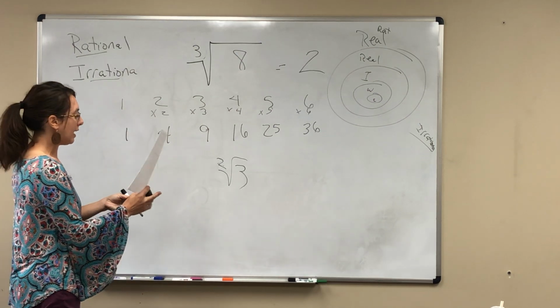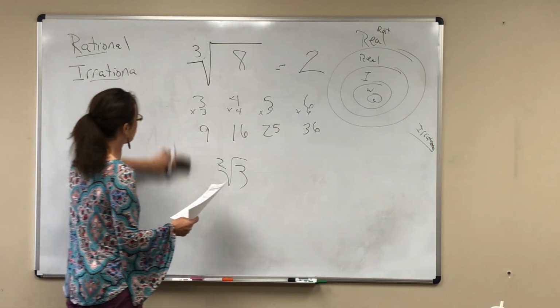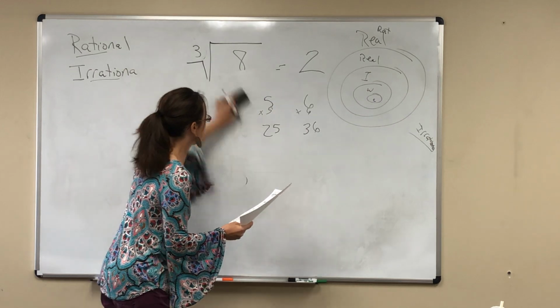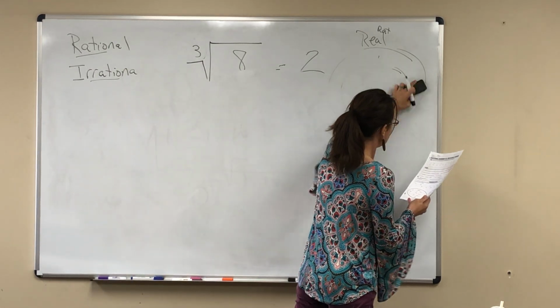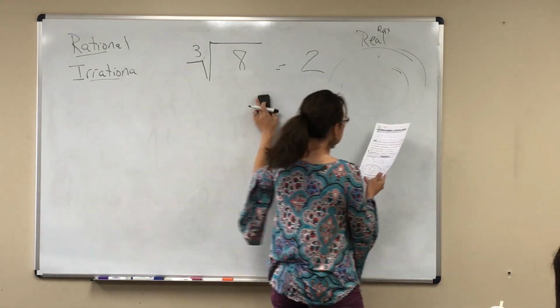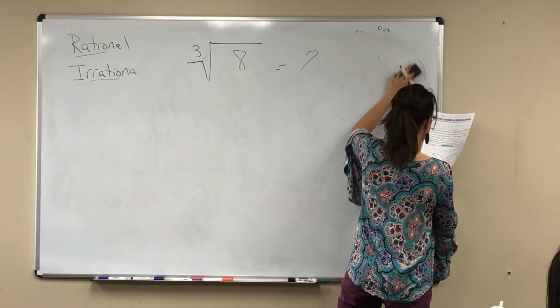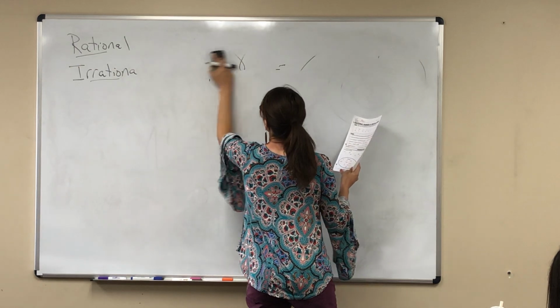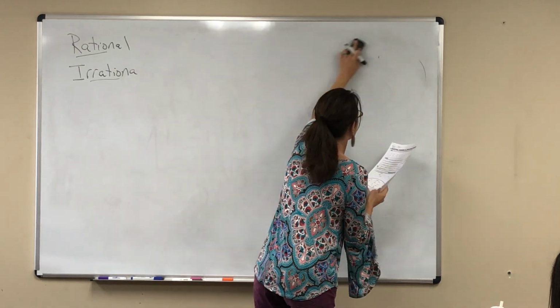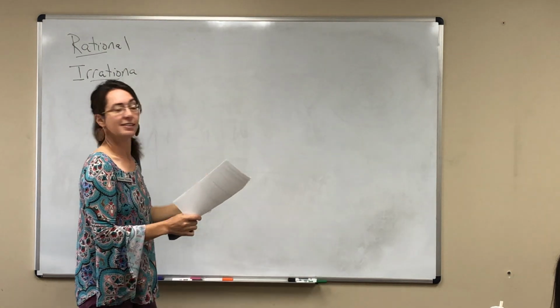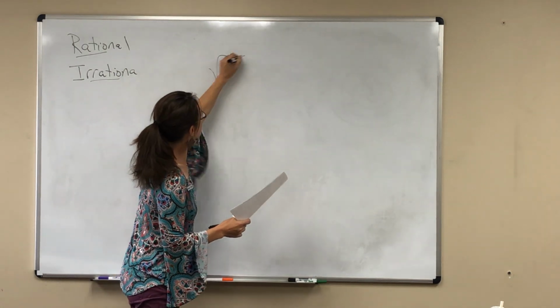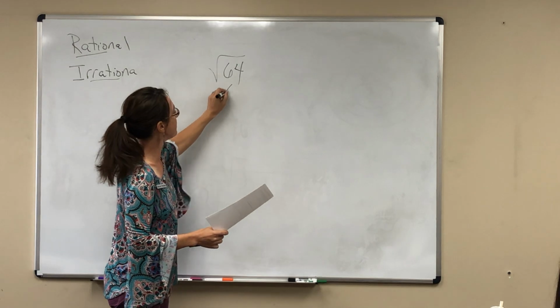Hey, Nathan, 0.8. What would you think about that one? Rational or irrational? Rational. Perfect. Okay. Hadrian, square root of 64. Rational. Yes. Okay, let's look at that one. Square root of 64. 64 is what?